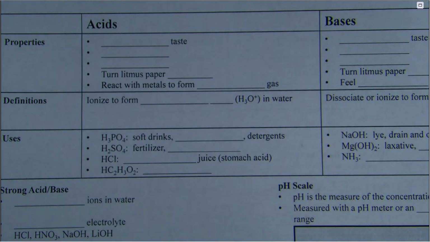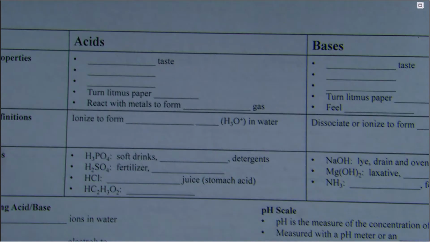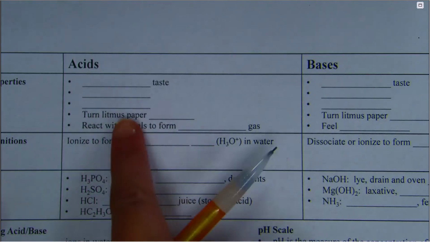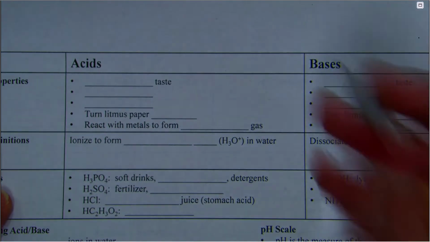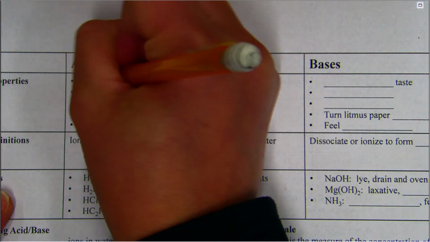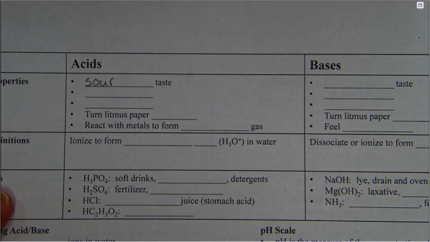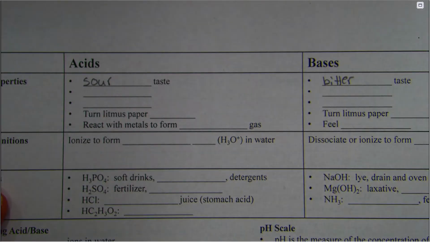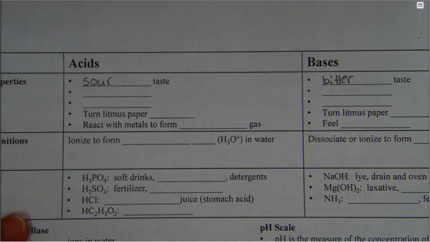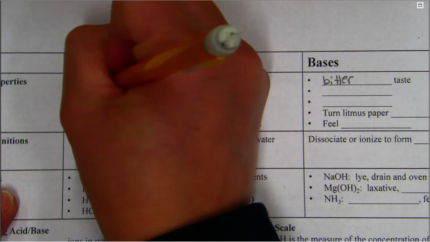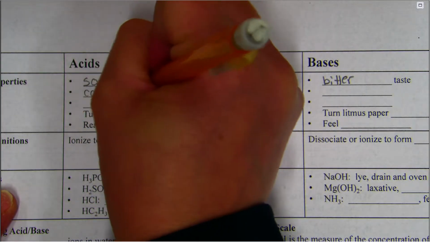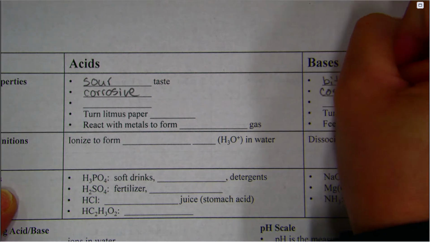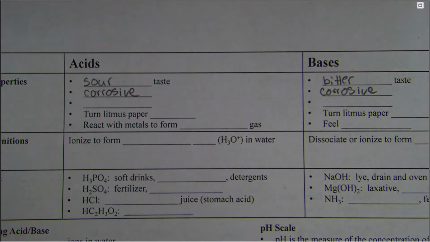Okay, so let's look at acids and bases in this lesson. And let's talk about the properties of acids and bases. So acids have a sour taste, whereas bases are bitter. Acids and bases are both corrosive, meaning they can help to break things apart.